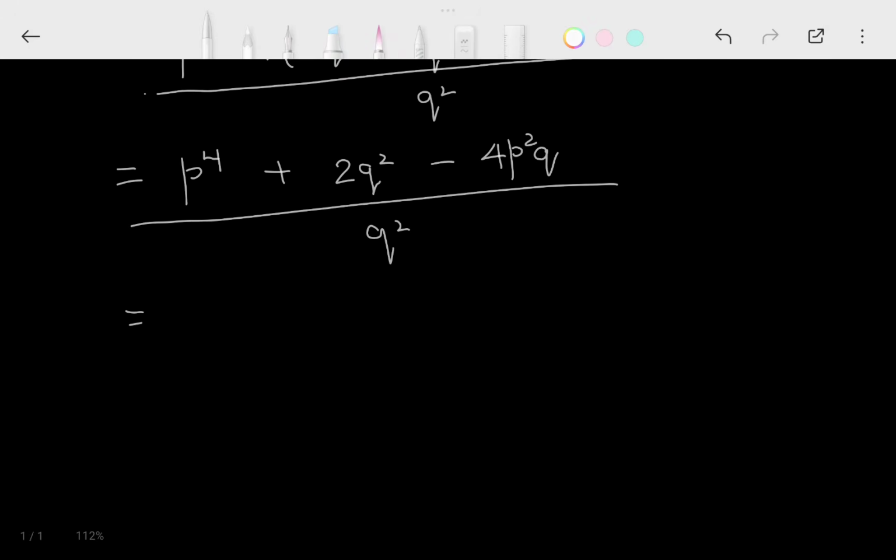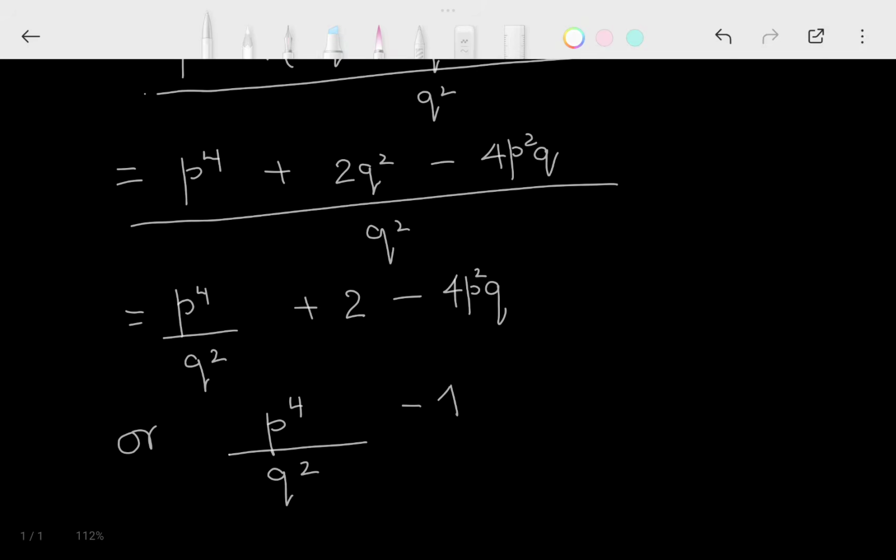Now divide each term by q square. So we get p raised to the power 4 upon q square plus 2 minus 4p square q upon q square, which gives p square upon q, because on dividing, this q will get cancelled with this one. So we have p raised to the power 4 upon q square minus 4p square upon q plus 2, and this is our RHS.